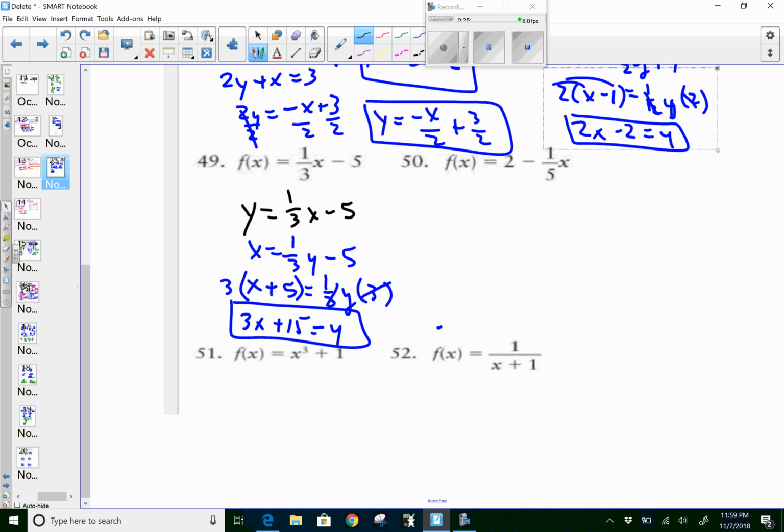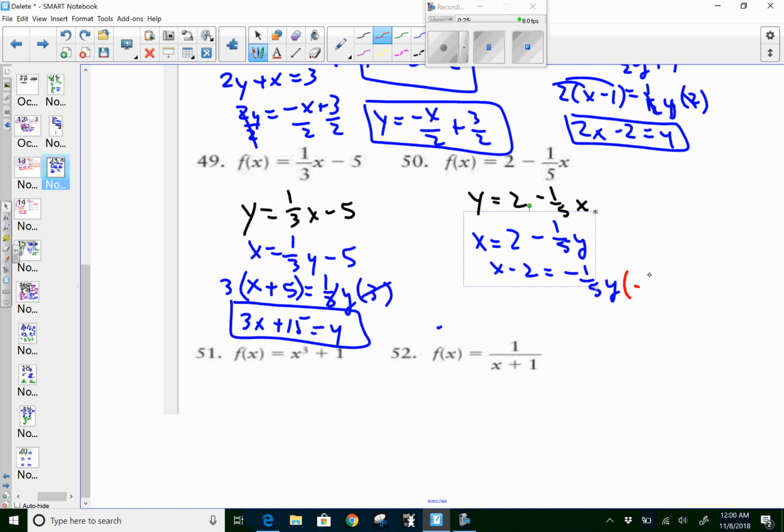All right. So y is equal to 2 minus 1 over 5x. Switch, x is equal to 2 minus 1 over 5y. To get the y by itself, I'm going to subtract 2. So x minus 2 is equal to negative 1 over 5y. To get the y by itself, I want to multiply by negative 5. Multiply by negative 5. So these cancel out. I'm left with y is equal to negative 5x plus 10. There you go.